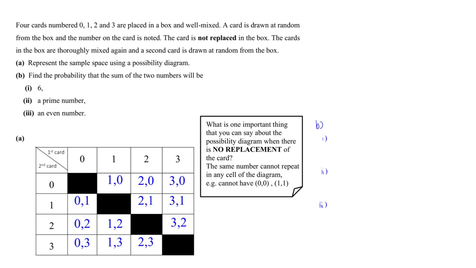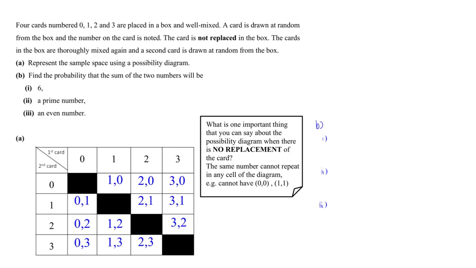We are going to look at these 4 cards, number 0, 1, 2 and 3, and we are going to put them inside a box. A card is going to be drawn at random from the box and we note down the number.